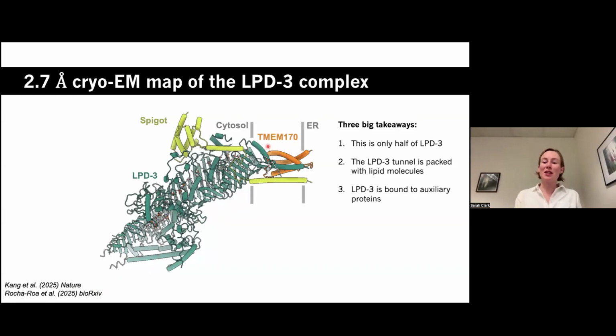So the big takeaways from this model here is that one, this is only half of LPD-3. If you were thinking that it looks a little bit short, that's because it is. Two, the tunnel is packed with lipid molecules, like I mentioned, which is very exciting because that gives us some mechanistic insight. And three, LPD-3 is bound to auxiliary proteins. We show two auxiliary proteins here, which are the two we can see in the map, but there's also a third auxiliary protein that we weren't able to observe in the map. And I'll talk about all three of these points.